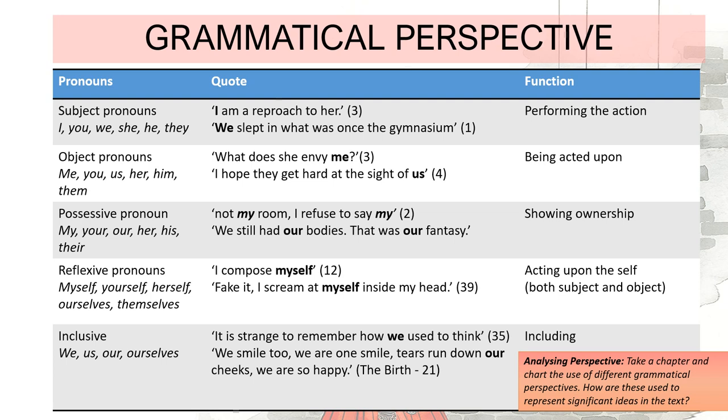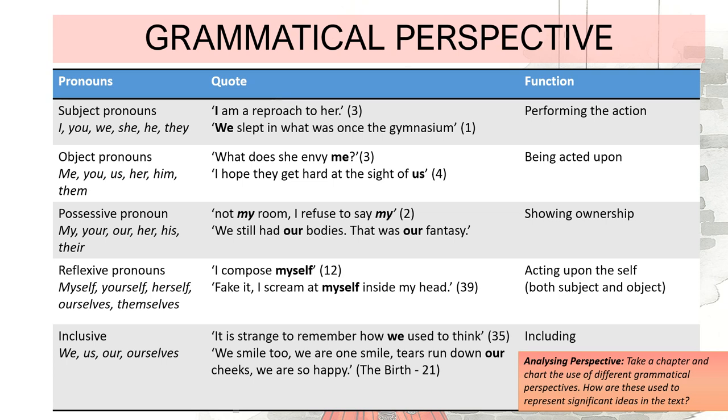We also can think about how possessive pronouns are used in the text, and this possessive perspective to show ownership, and that's used very significantly when Offred talks about her room and her refusal to call it my room, which she later then does. We can also think of reflexive pronouns such as myself, yourself, herself, where the action is performed upon the self. So in this case, reflexive pronouns are used where the self is both the subject and the object of the sentence, acting upon the self.